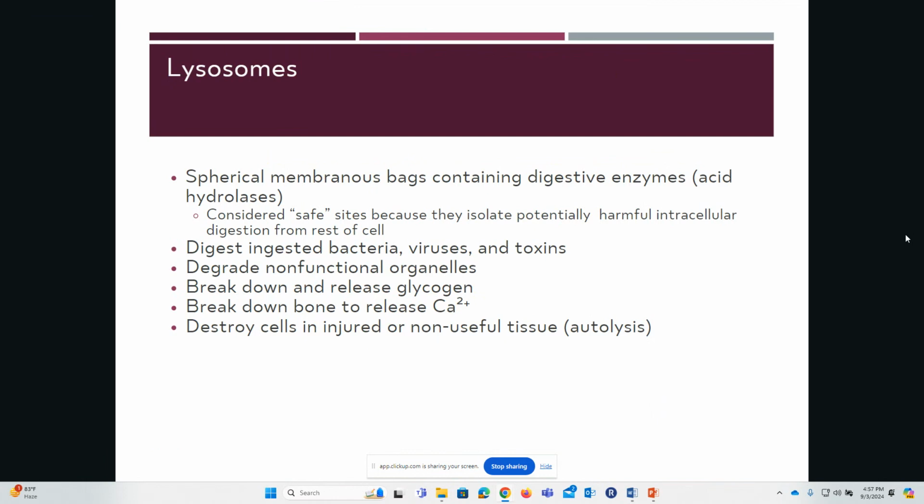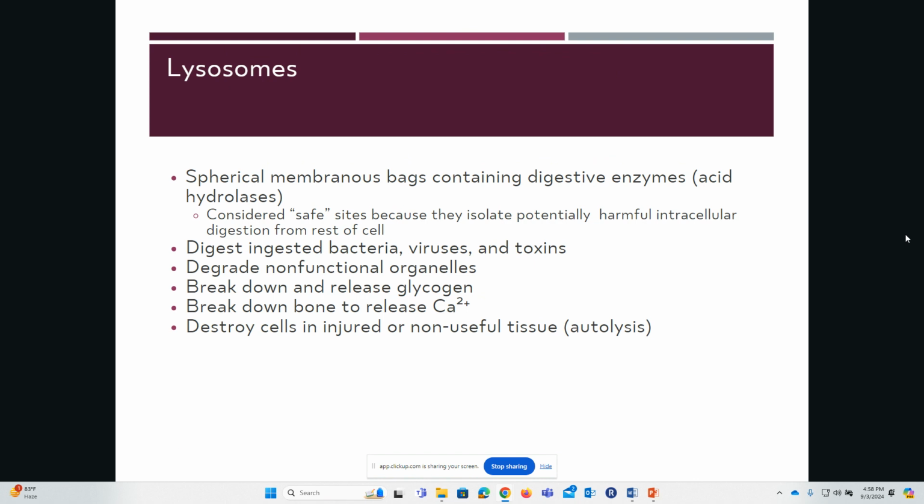Remember that vesicles are membranous sacs or cell bubbles? Lysosomes are specialized membranous sacs that contain digestive enzymes called acid hydrolases. Now, they're considered safe sites for digestion because they isolate anything that's potentially harmful to break it down. Things that lysosomes help break down are ingested bacteria, viruses, toxins. They can also help degrade non-functional organelles.